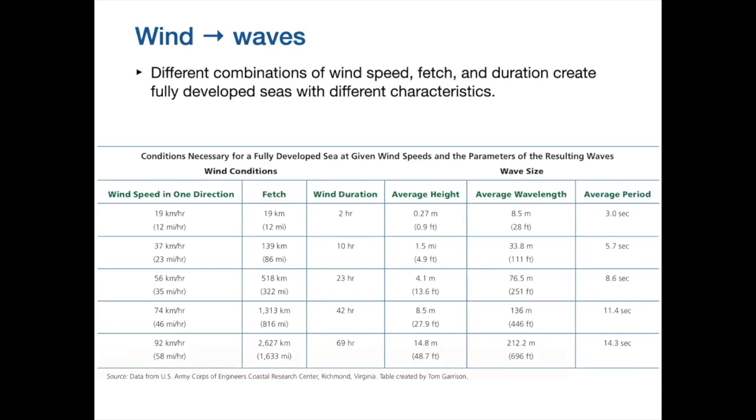Depending on the size of the fetch, the strength of the wind, the duration of the wind forcing, you get different theoretical maximums for the waves that can be generated. So in this table, we have wind over a particular fetch, the size of that fetch, the duration of the wind forcing, and then the characteristics of the waves generated. So wave height, wavelength, wave period. And you can see that in the Southern Ocean, on the bottom line there, you can get very strong winds over a very long stretch for a very long time, and you can get waves of 14, 15 meters, significant wave height.